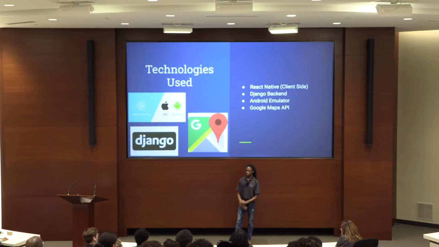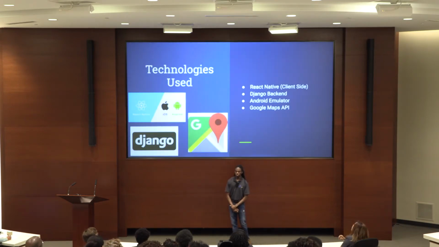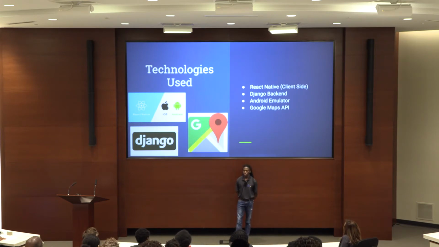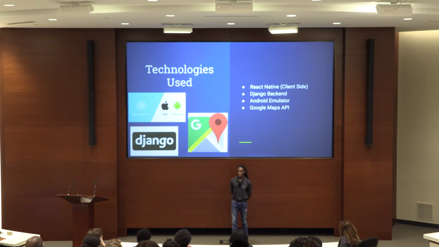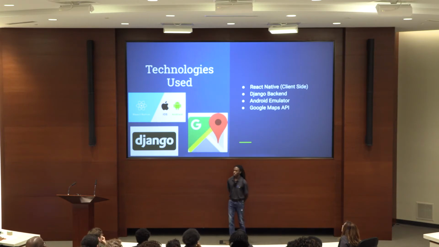And for the technologies used for Roomy, I wanted to do React Native for the client side of this project. Basically, in class, we were taught React, and I felt that if I could hop into React Native with prior knowledge due to React, I would be able to get the ball rolling a lot faster with my project. And to actually store users' geographical data inside of a database, I used a Django backend. And to do all of my testing, I used an Android emulator plus my own Android device. And to actually display users' markers on the map as coordinates, I used a Google Maps API.